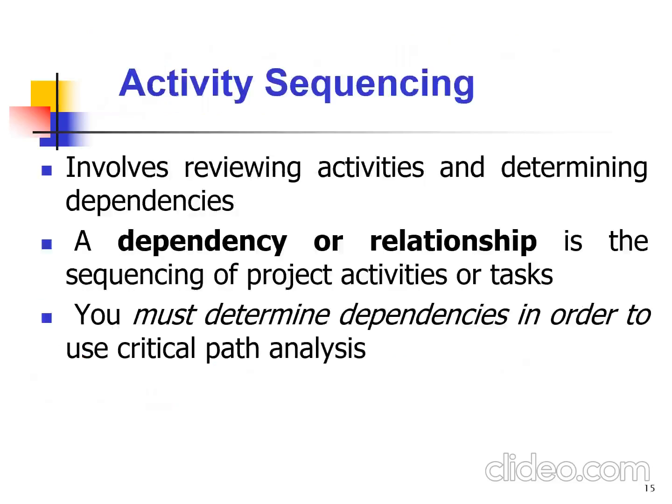So let us look at activity sequencing, which involves reviewing activities and determining dependencies. A dependency or relationship is the sequencing of project activities. You need to determine the dependencies in order to use critical path analysis.